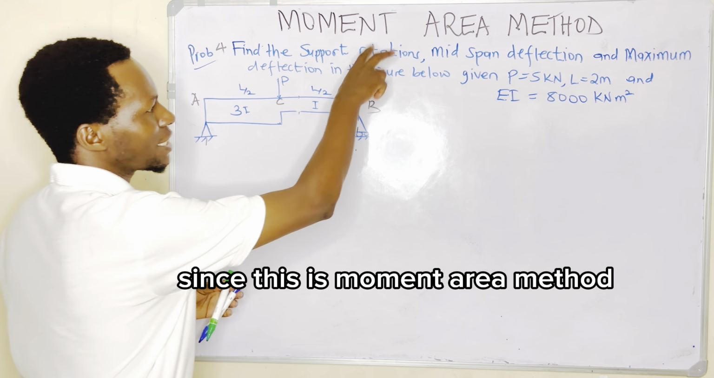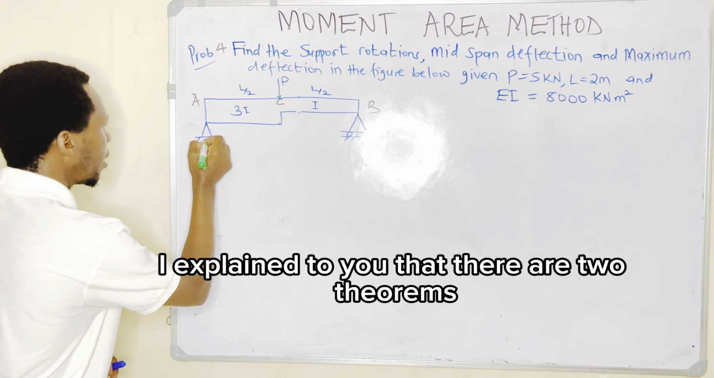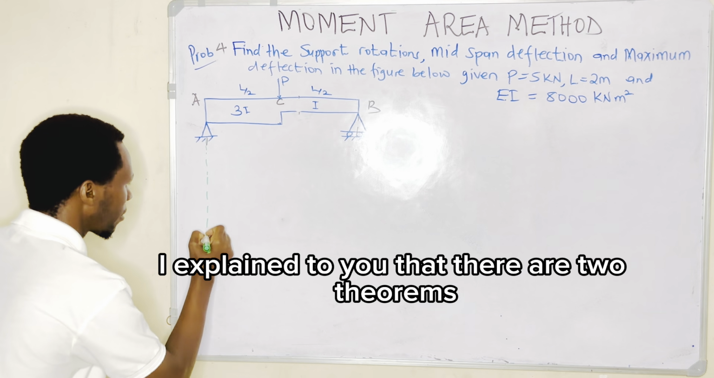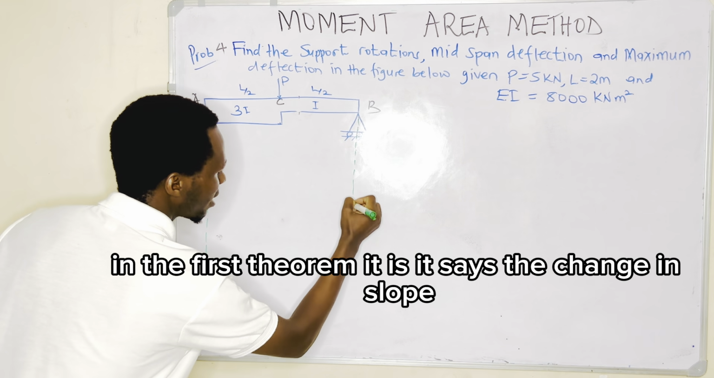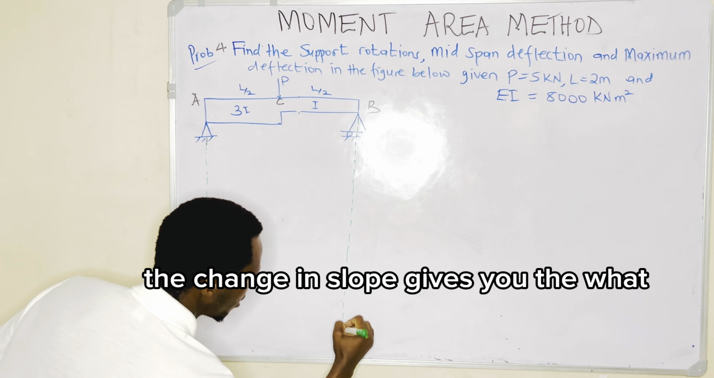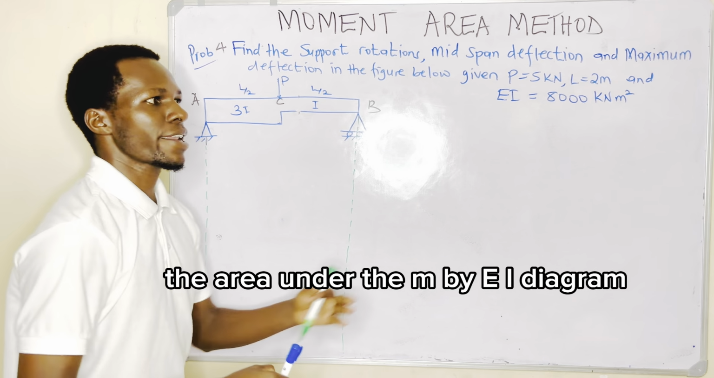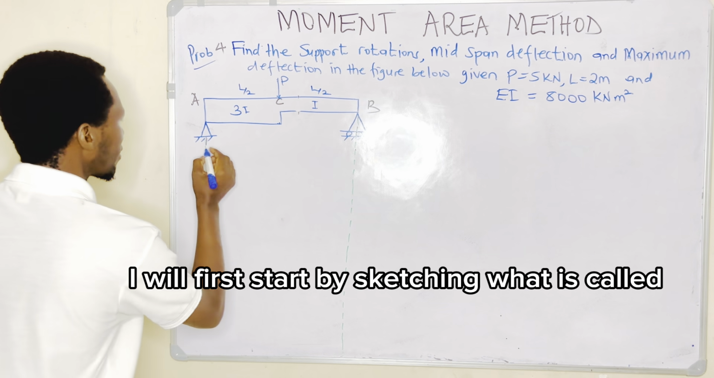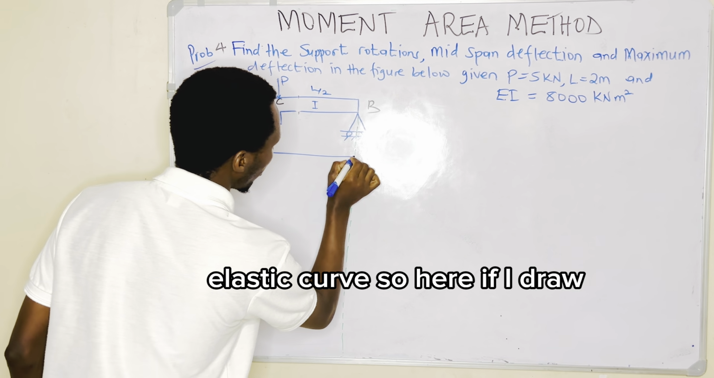Since this is moment area method, last time in my previous video I explained to you that there are two theorems. In the first theorem, it says the change in slope. The change in slope gives you the area under the M by EI diagram, meaning that I need to draw the M by EI diagram. So from this, I will first start by sketching what is called the elastic curve.